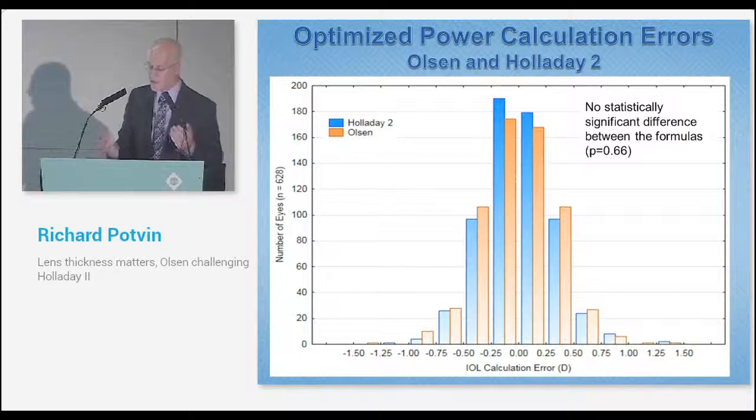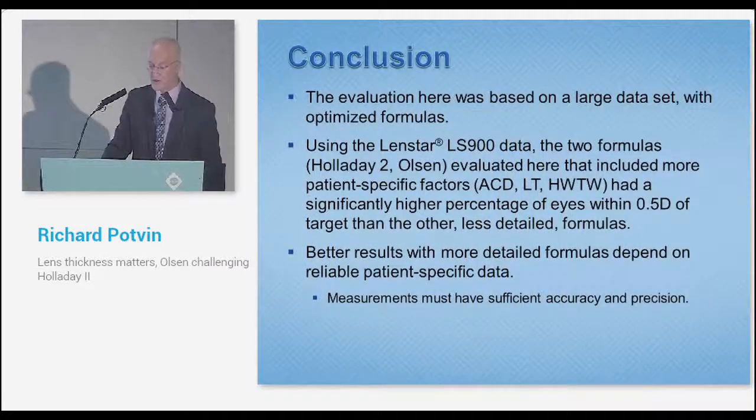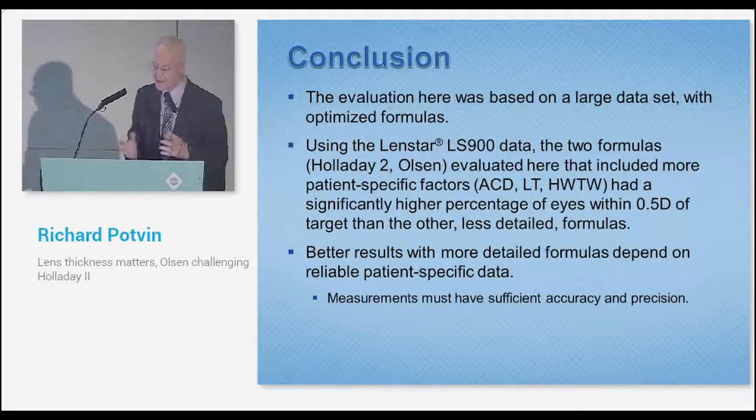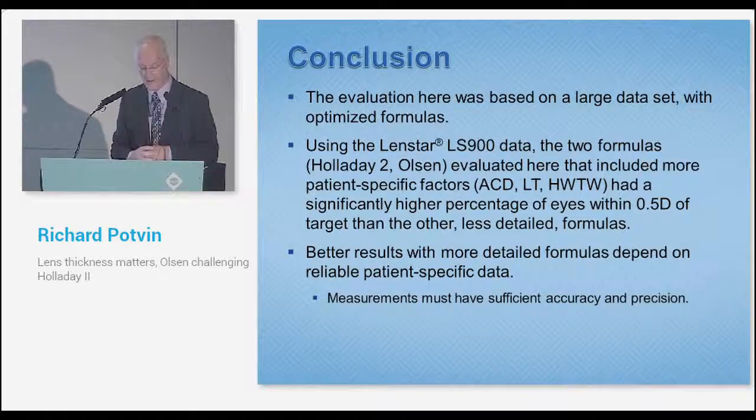So Olsen uses a relative percentage of lens thickness in his formula to calculate where I should be. Holladay 2 does not, but it uses lens thickness as a parameter in its multiple regression. The nice thing is, between those two, when I look at their optimized power calculation errors, there's no statistically significant difference between the two formulas when I use the LENSTAR to measure the raw data. So this evaluation was based on a really large data set, 600 eyes, which surprisingly enough is a really large data set when you try to get clean data.